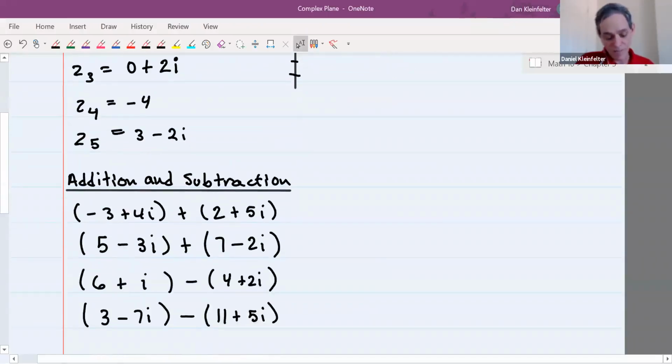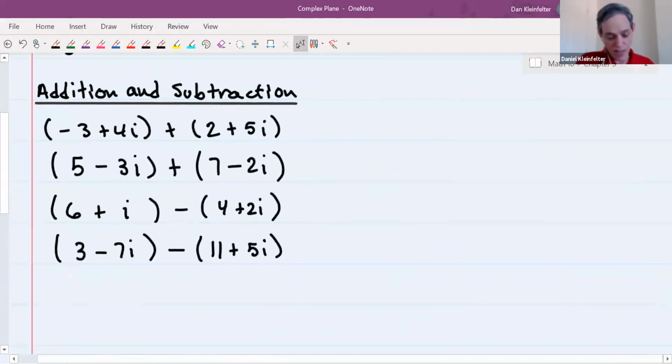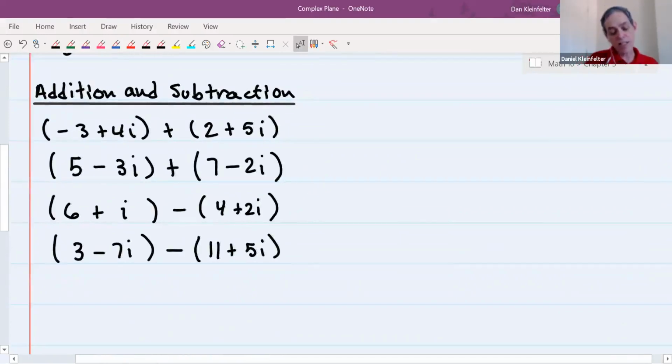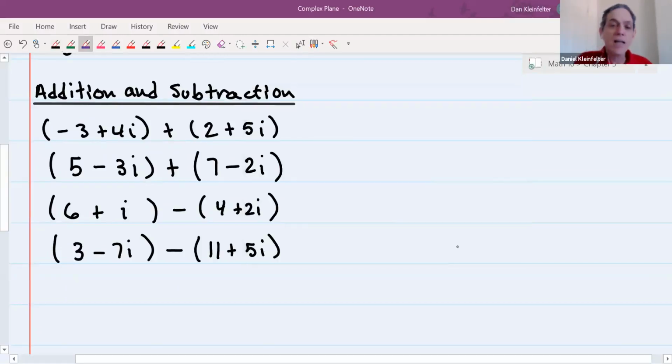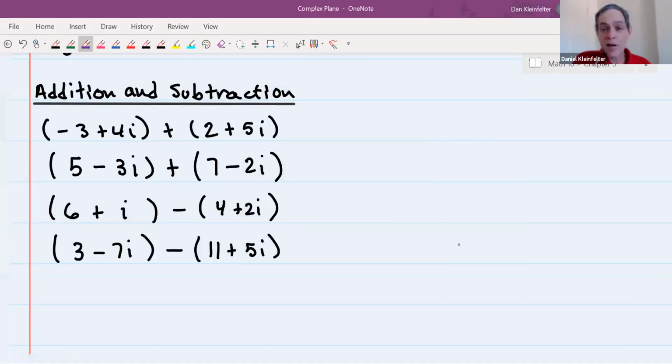Okay, moving along, something that we will have more of a use for is how to do addition and subtraction with complex numbers. And luckily, you're going to find this pretty easy, which is nice. How you do addition and subtraction with complex numbers is basically how you would add polynomials. In short, we're going to combine like terms.